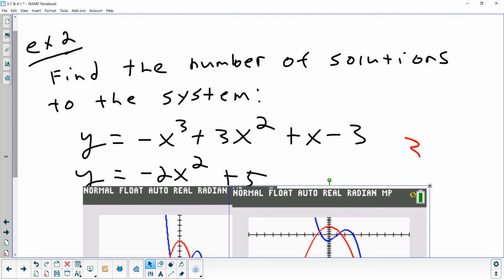So the important point is make sure if you're not seeing everything that could be off the screen, zoom out a little bit so you can. Because if you said 2, you wouldn't really get partial credit because it's just not the right number of answers, and there's no work on this problem other than zooming out. Okay. Questions on example 2?